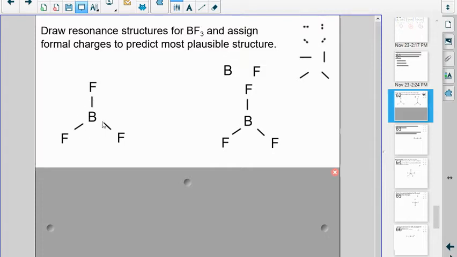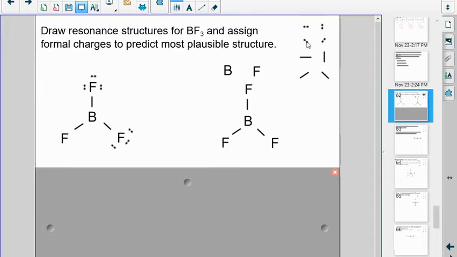I've already written out 6, 2 for each of the bonds. So now we're down to 18 electrons. So what I'm going to do is fill up my fluorines by putting 6 electrons around each. As I can see, when I'm done, my boron is only going to have 3 bonds around it.